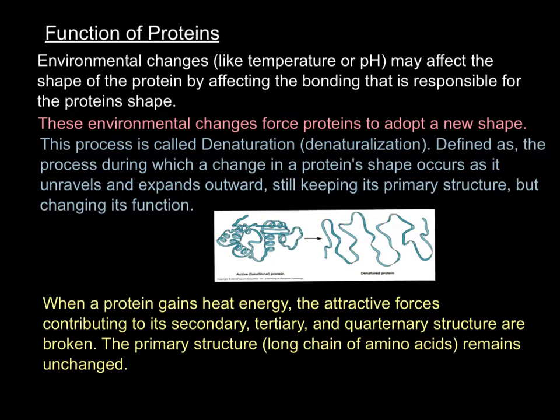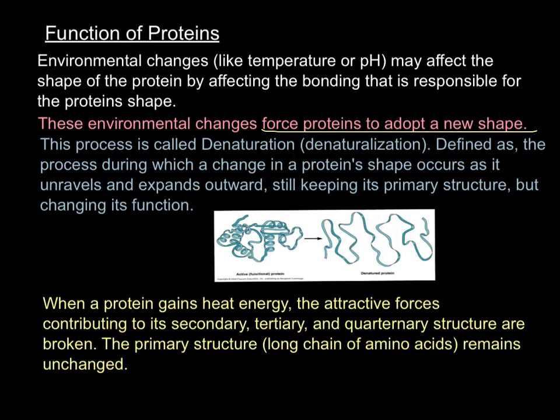Structure is very important because structure determines function, and the function of proteins can change. So environmental changes like temperature or pH may affect the shape of a protein by affecting the bonding that is responsible for the protein shape. We said the bonding responsible for the protein shape are those hydrogen bonds, for example, in our beta-pleated sheet that we saw last slide. Now, these environmental changes force the protein to adopt a new shape.